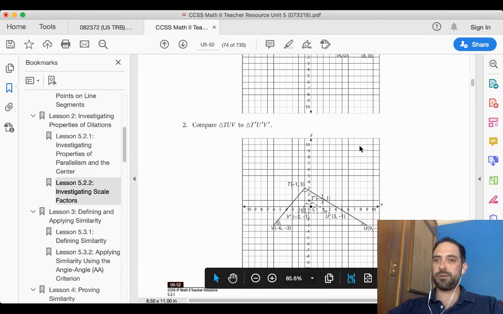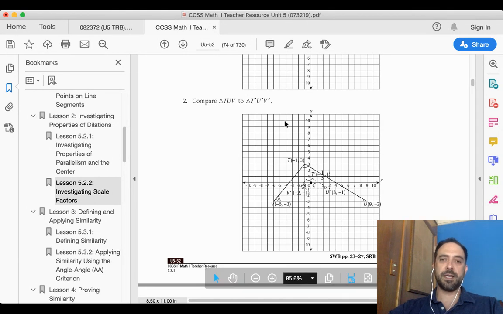We had to do 1 through 7 for this. So let's look at comparing.